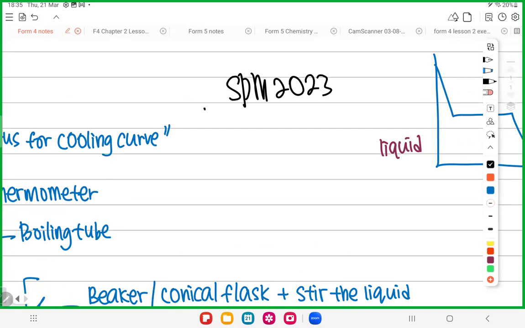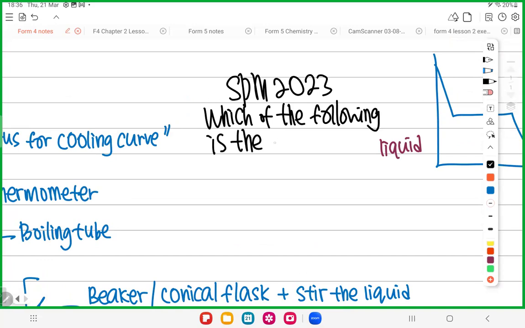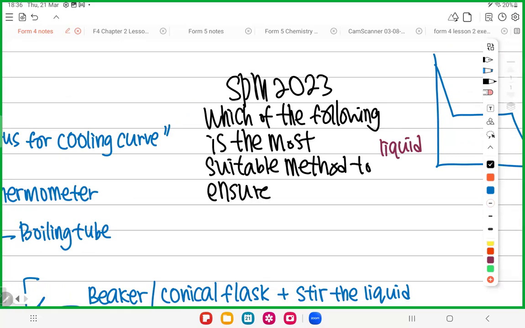This question asked, which of the following is the most suitable method or most suitable procedure to avoid super cooling?